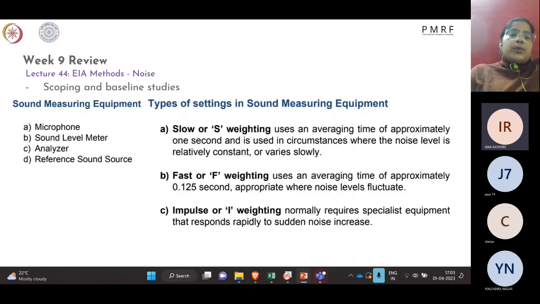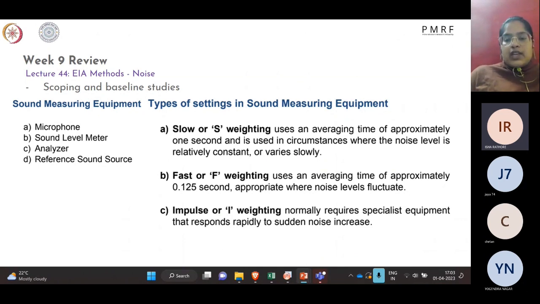And then for doing scoping and baseline studies, you can use equipment like a microphone, sound level meter, and analyzer, with different sound sources. You have three types of settings in any sound measuring equipment. Slow or S weighting, where you take an average of approximately 1 second to measure noise levels that are relatively constant or vary slowly. Then you have fast weighting, where you average your measured sound every 0.1 to 5 seconds. In this case, you observe more fluctuations in your noise levels.